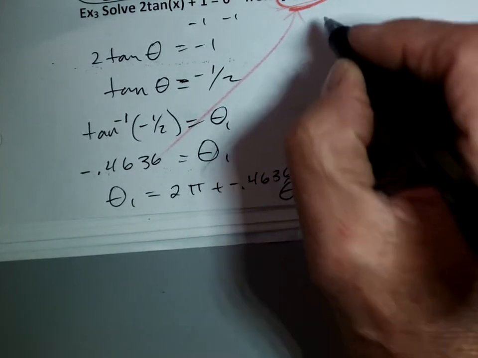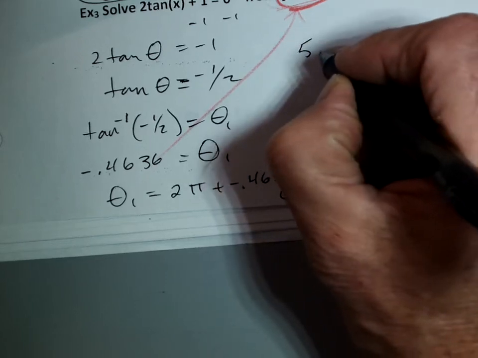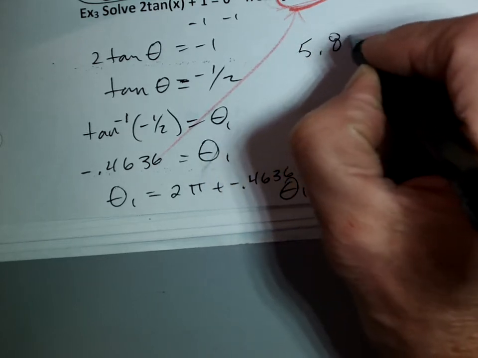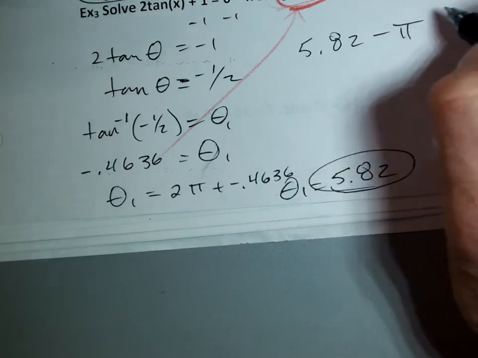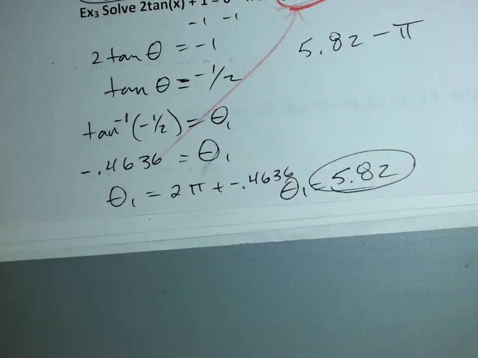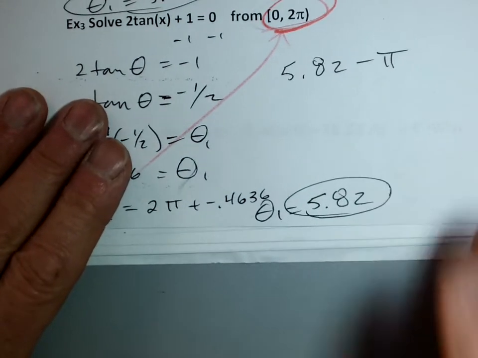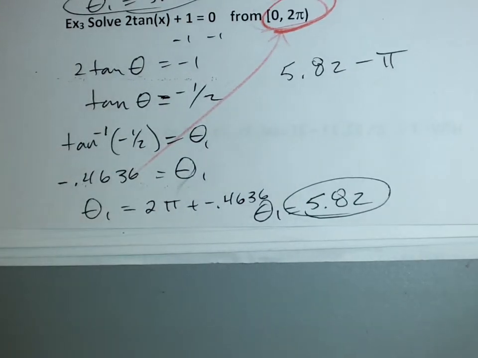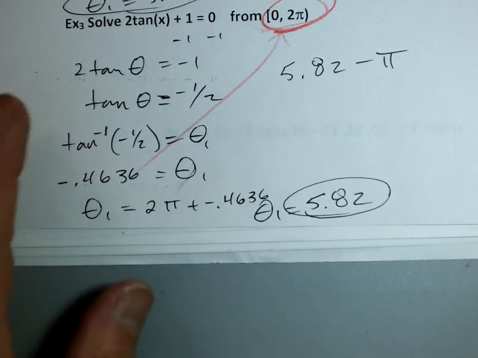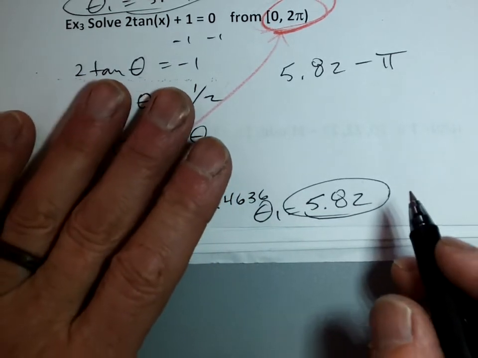So this is my theta: 5.82, and I'm going to subtract pi. The reason that works is what we found is an angle down here, and tangent's 180 away, right? So we're just going to take this answer and spin it 180 by subtracting pi. If I take that minus pi, I get an answer of about 2.68.